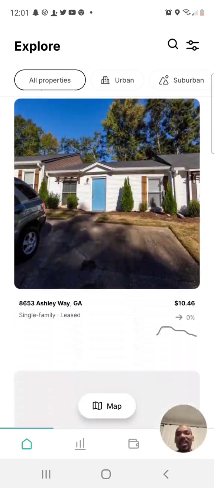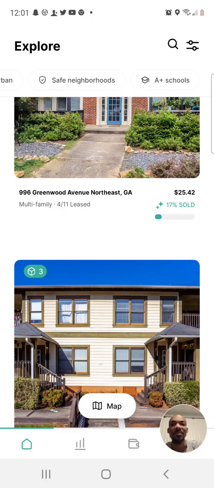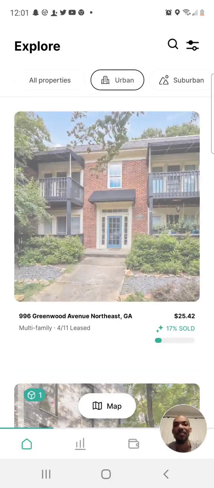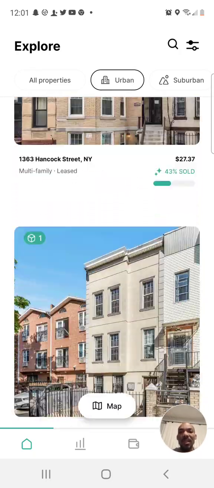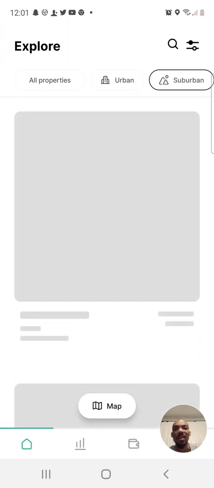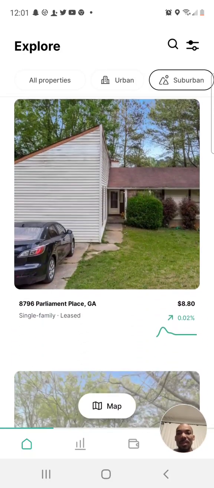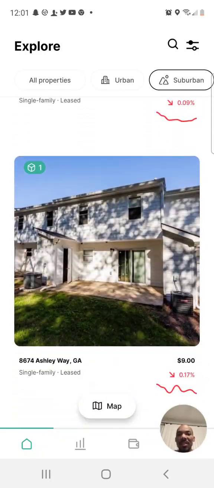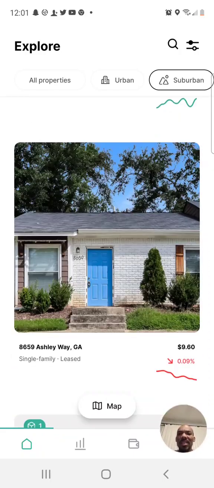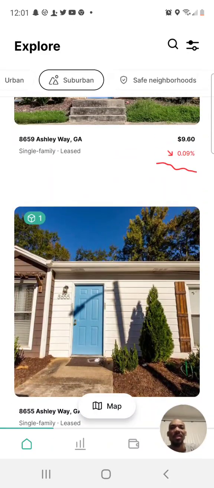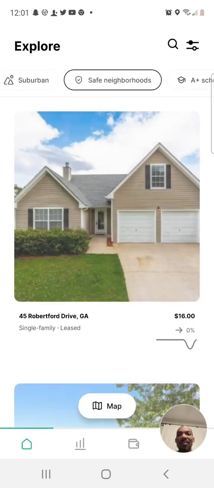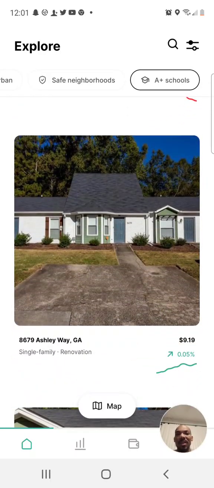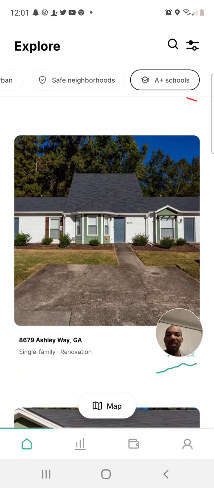Let's look at any other type of properties and see what they have. You can search for all property. They have the urban areas like New York, I'm assuming. Suburbs, which is like the Georgia area. I believe right now it looks like they just have New York and mainly Georgia. Let's see, also safe environments as well, areas where there are good schools and stuff like that.